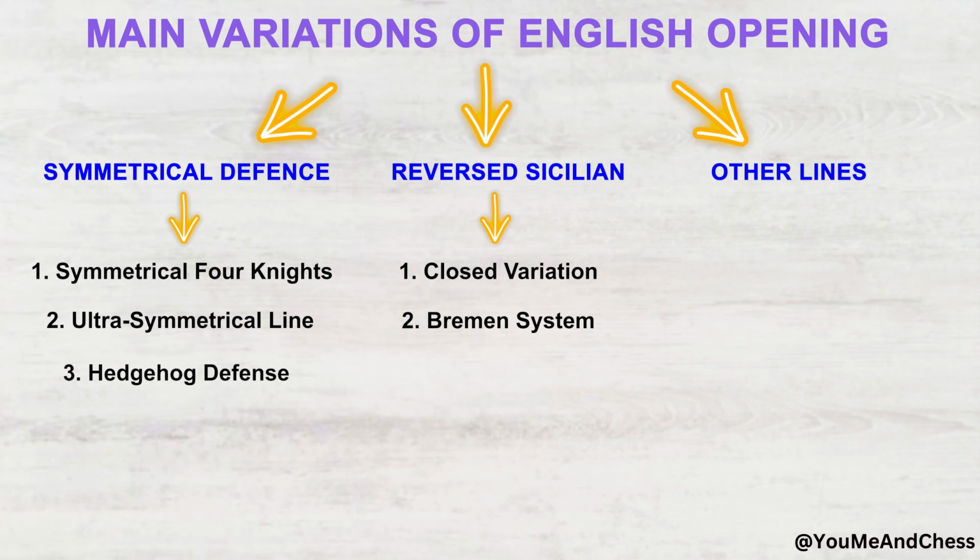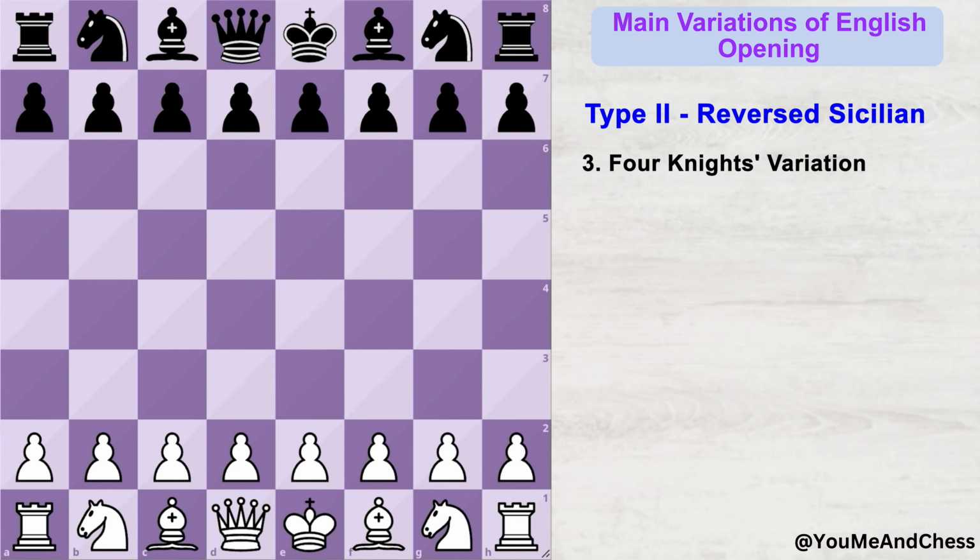Now let's look at the third variation in the reversed Sicilian, and that is the 4 knights variation. As the name suggests, both the players in this setup would try to get their knights out to control these center squares. Let's have a look at the move order.